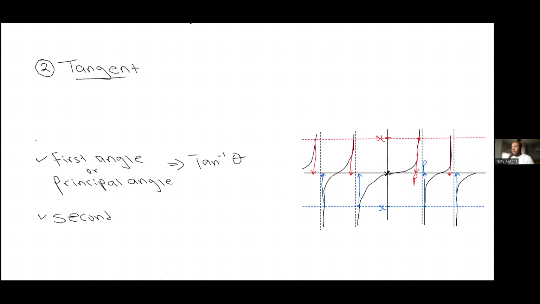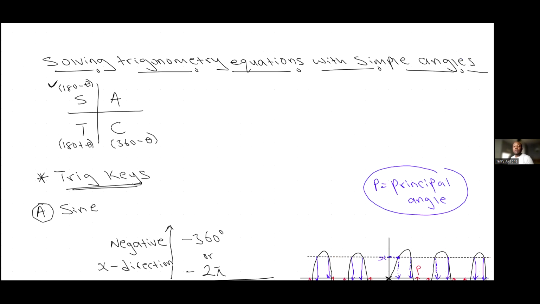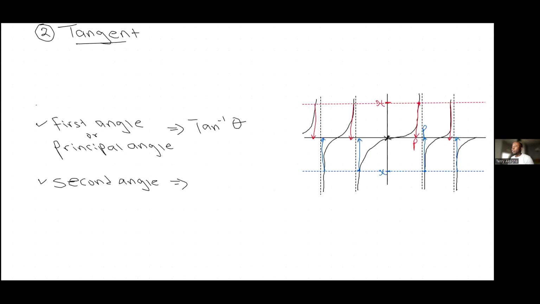So to get a second angle, if you go back to the CAST diagram, you will see that for tan, it is 180 plus theta. So to get the second angle, if you're working in degrees, it's going to be 180 degrees plus theta, or if you're working in radians, it's going to be pi plus theta. And that is the most important angles to get.